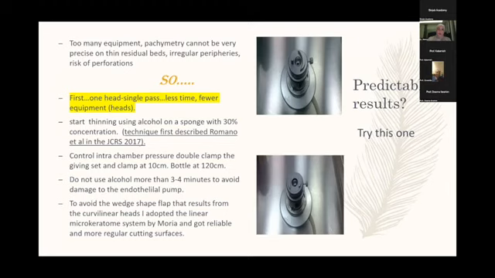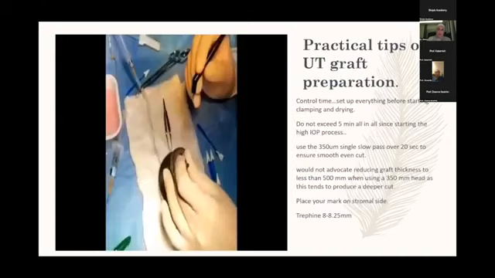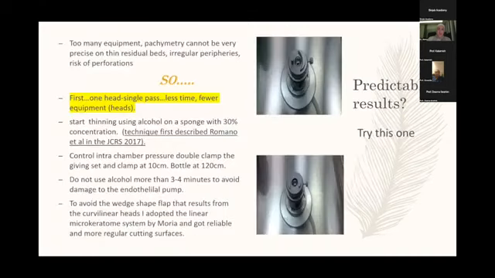So what I do is I start thinning the cornea using alcohol and sponge with 30% concentration. And I control the chamber pressure with a double clamp. And I use the alcohol sponge not more than 3 to 4 minutes to avoid damage to the endothelial pump. And to avoid the wedge-shaped flap that results from the curvilinear heads, I adopted the linear microkeratome system by Moria and got a more reliable and regular cutting surface.